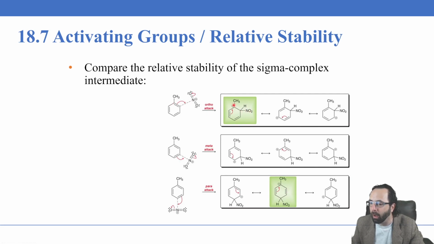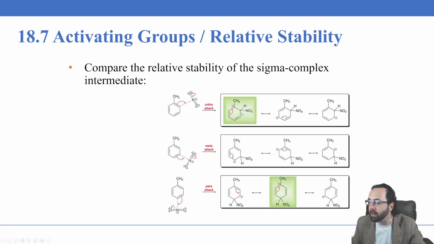And that leaves a positive formal charge here because this carbon had 4 bonds and no lone pairs. Now it has 3 bonds and no lone pairs, so it has a positive formal charge. And of course, we have the same sigma complex intermediate, and so we have the associated resonance structures.